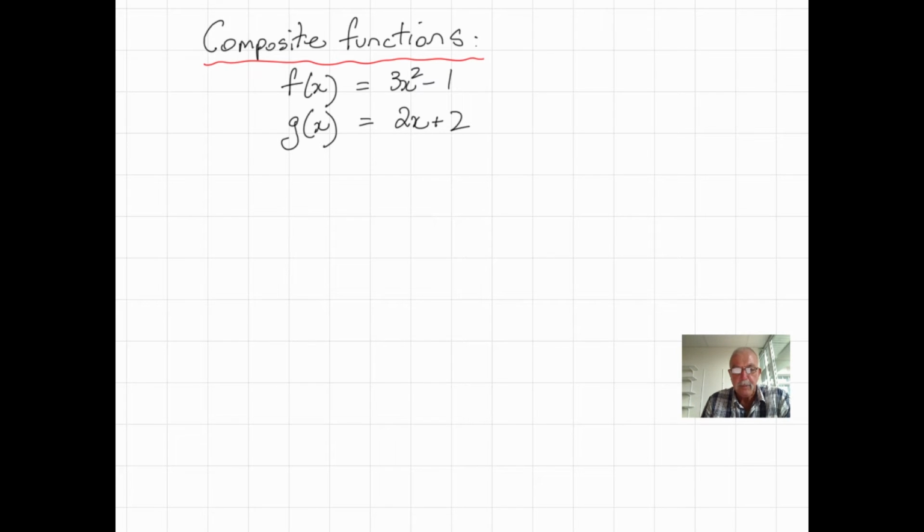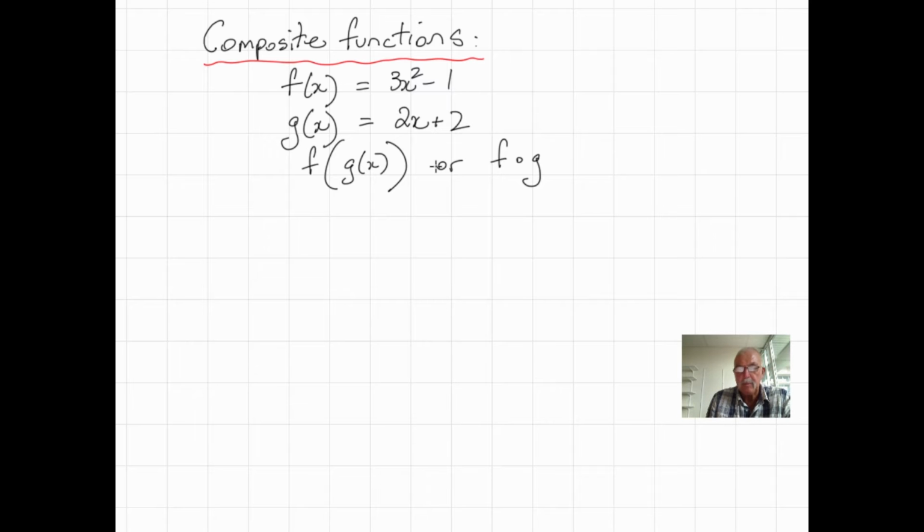Functions, we come across the concept of composite functions, and it's basically combining two or more functions together to get a single function. So the way we write that is f of g of x. Another way to write that is f with a circle g. That's another way of writing this.